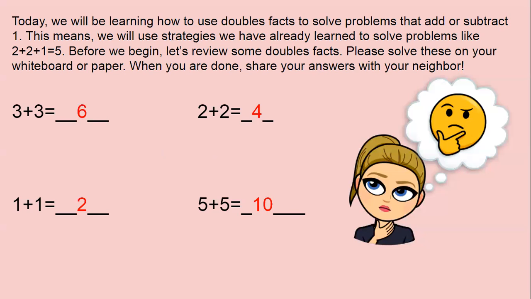The next problem that we looked at is 2 plus 2. 2 plus 2 equals 4. I bet most of you got that one right. If you did, kiss your brains. Again, if you didn't automatically know that 2 plus 2 equals 4, you could have counted on by taking one of the 2's and adding 2 more to it.